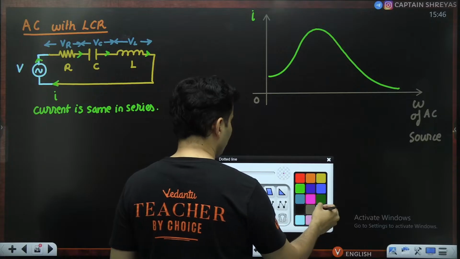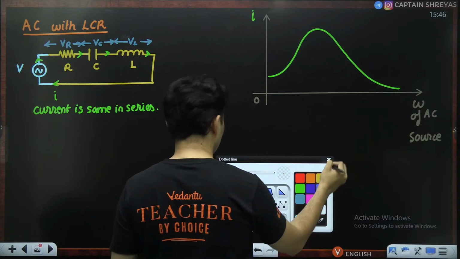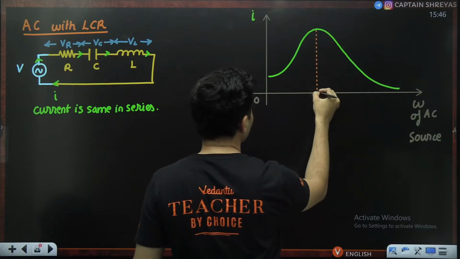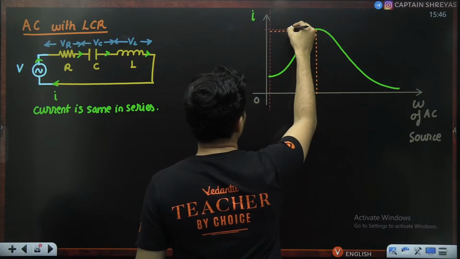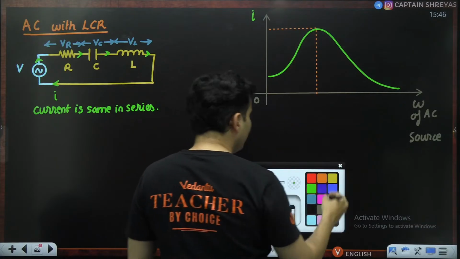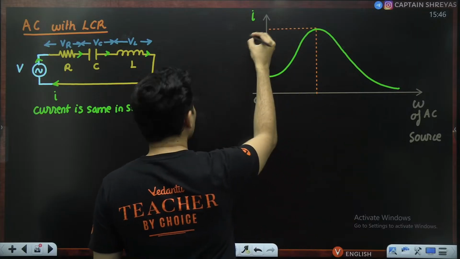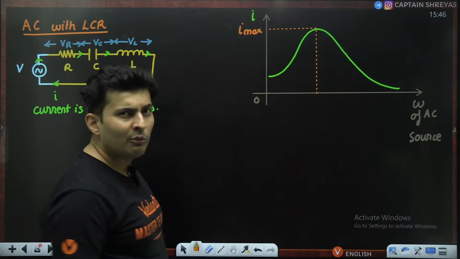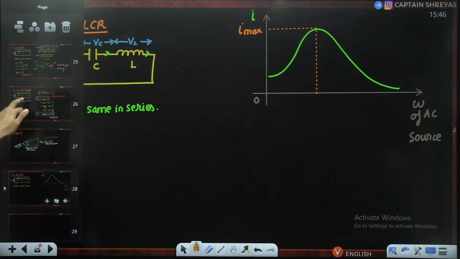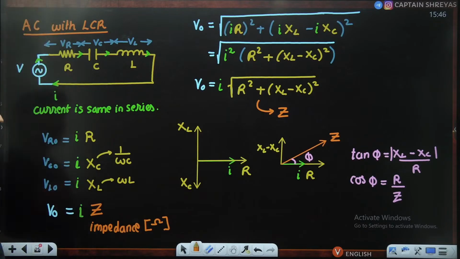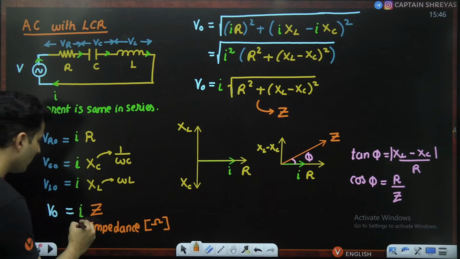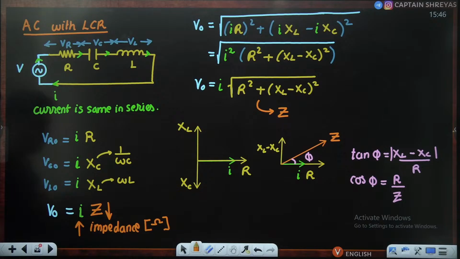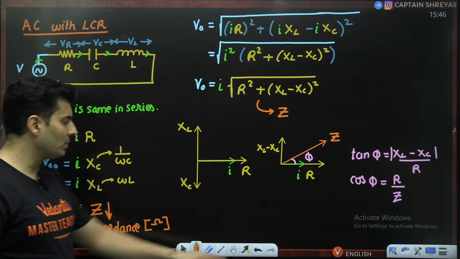So let me just mark it over here. When this happens, you have maximum current in the circuit. When will that exactly happen? Let's go back a little bit and try to figure it out from here only. If I want the current to be maximum, voltage can't be changed. That means impedance should be minimum, yes or no? If current has to be maximum, impedance should be minimum.